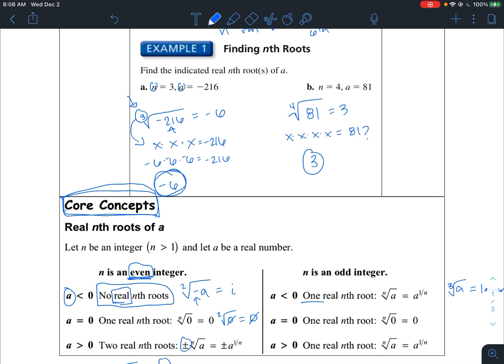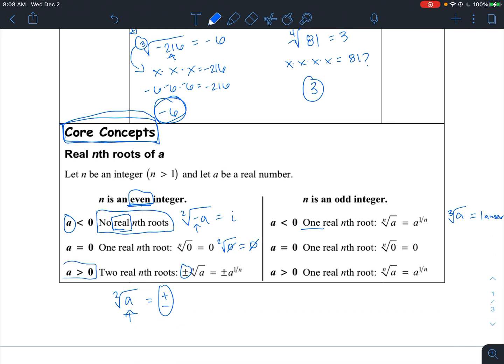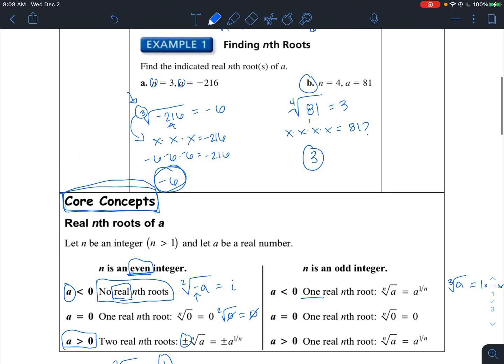It's negative 6. Now, going back to B, like we just said over here, if a is greater than 0, which it was, and n was an even integer, then we should have both the positive and negative. So this should actually be plus or minus 3.